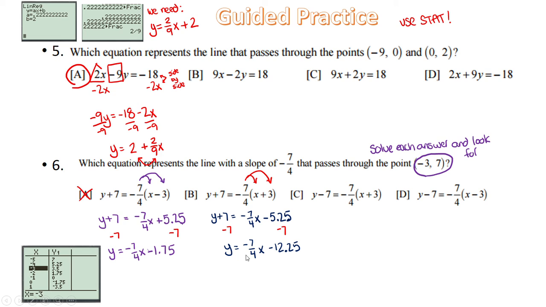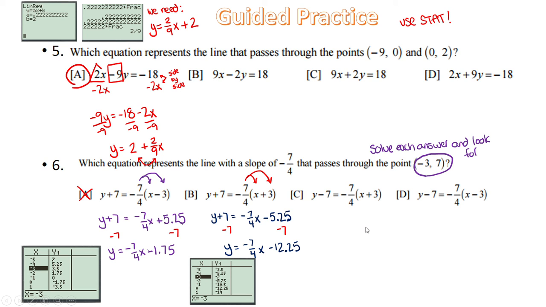Then I go to type this in my y equals key. I type that as a negative, that as a minus, go to the table, and then I see at negative 3, I see negative 7. That is not the same answer. It's getting closer, but not the same answer.